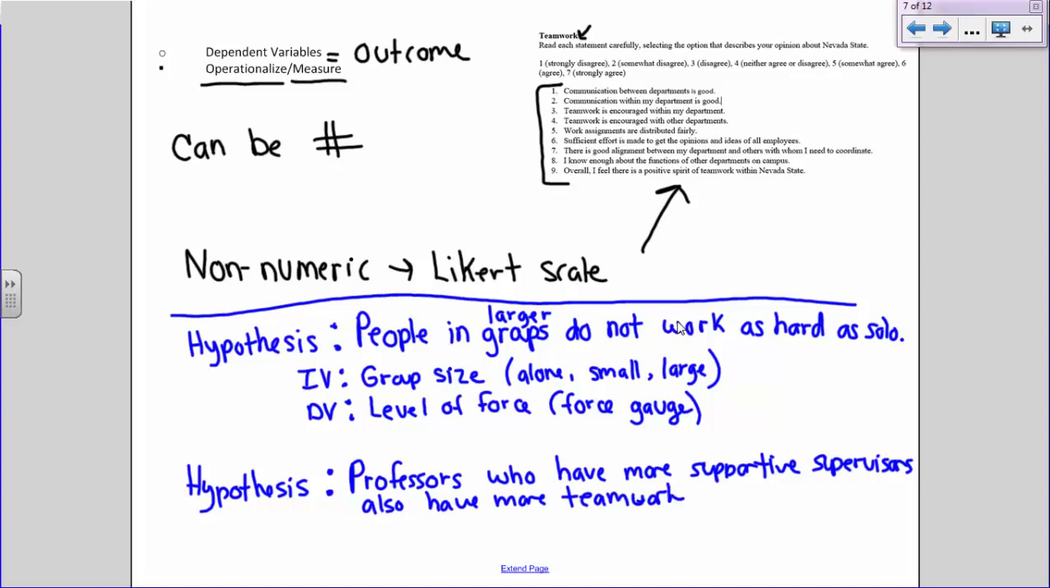So in this case, we're not manipulating anything. We're doing a correlational study. And in correlational research, we don't just measure the dependent variable. We also measure the independent variable. So we would have kind of a quasi-IV, right? Quasi-independent variable, either pre-existing groups or things that you measured, of teamwork, or I'm sorry, of supervisor support.